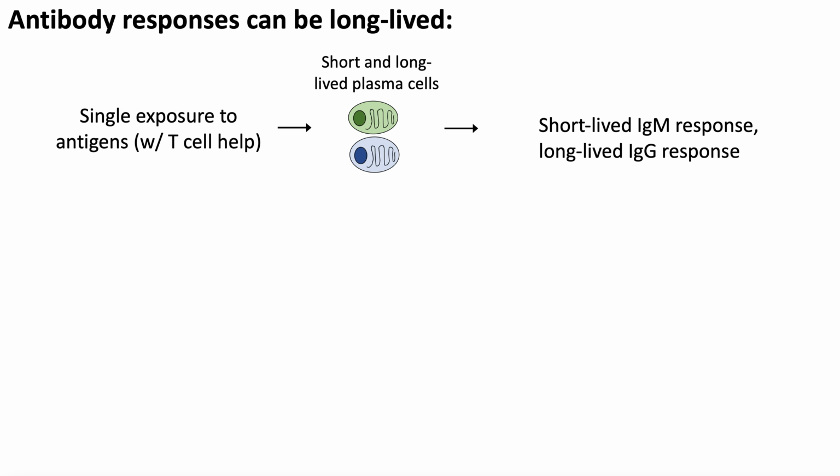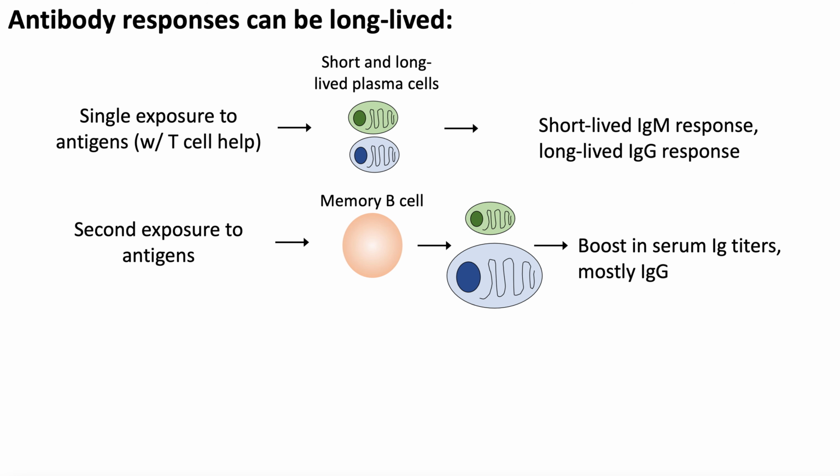Antibody responses can therefore be very long-lived. A single exposure in the presence of T cell help can lead to the formation of both short and long-lived plasma cells, meaning you get both a short-lived IgM and a long-lived IgG response. And if you are exposed to those antigens again, memory B cells are activated, leading to the formation of more long-lived plasma cells and boosting the amount of antibody, and especially IgG antibodies, circulating in the serum.